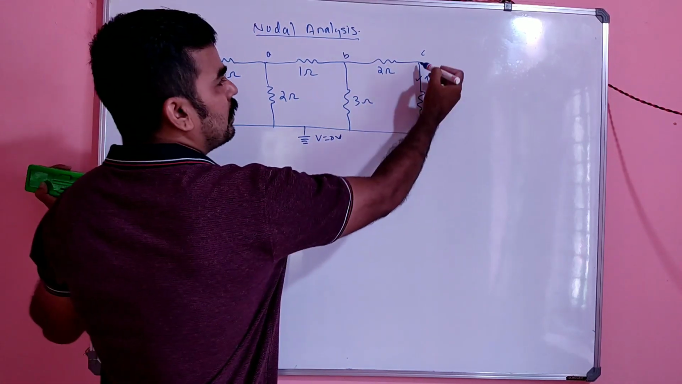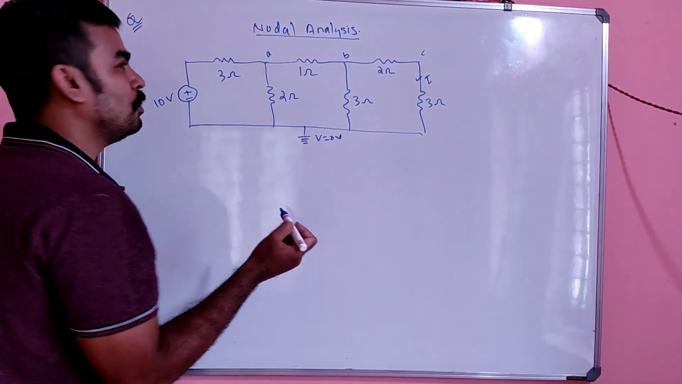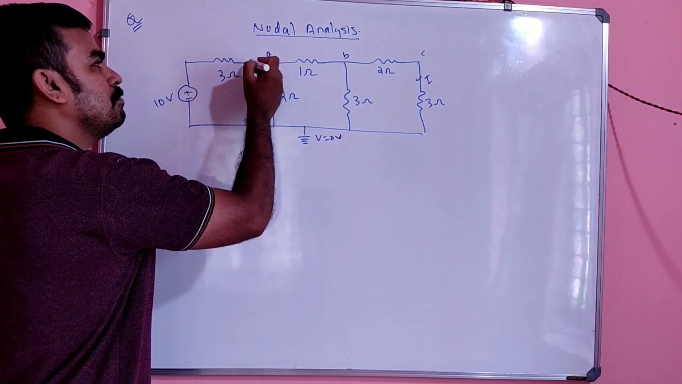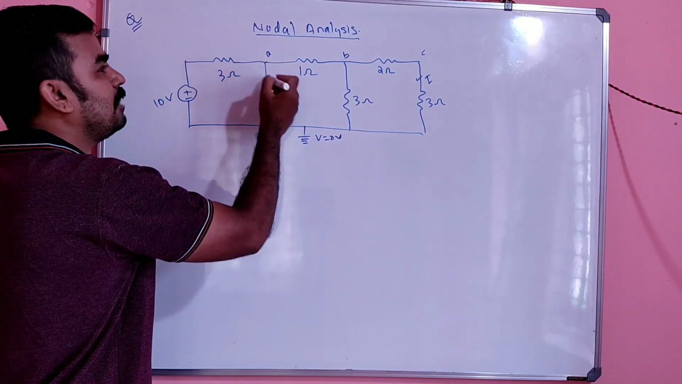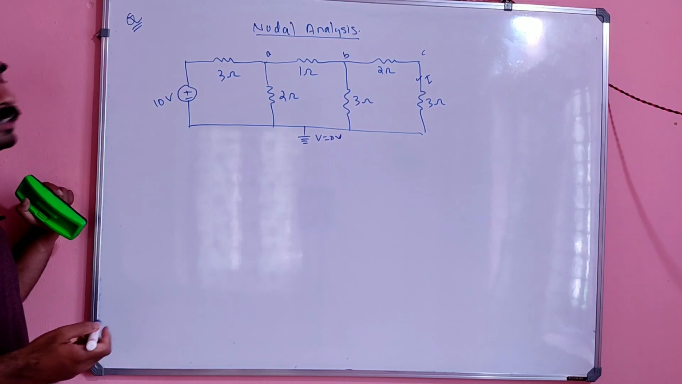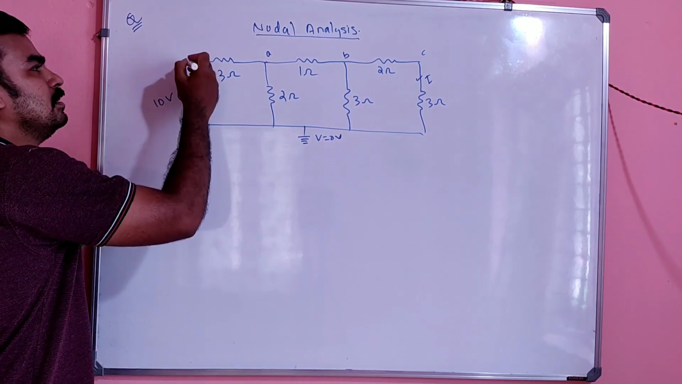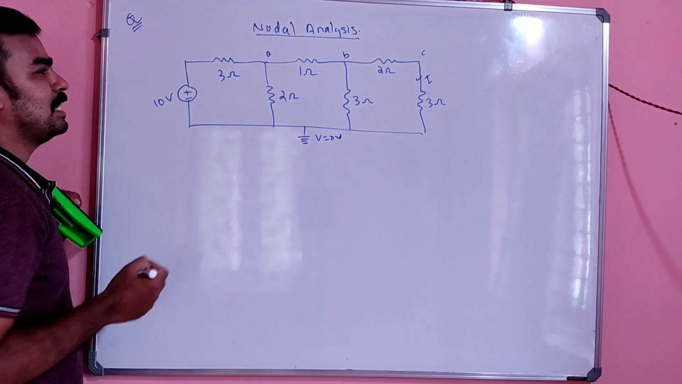Because these two are connected together, it can be considered a node. These three are connected, this can be considered a node. Three branches, or three elements, are connected together here, no? So this is also considered to be a node. There is no need to consider this as a node, because I will tell you why later.